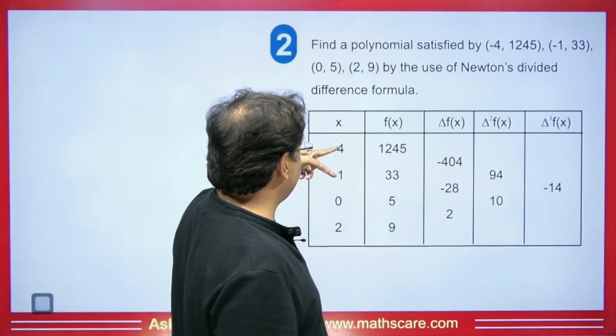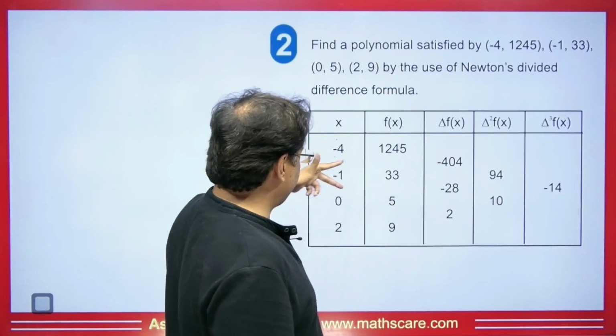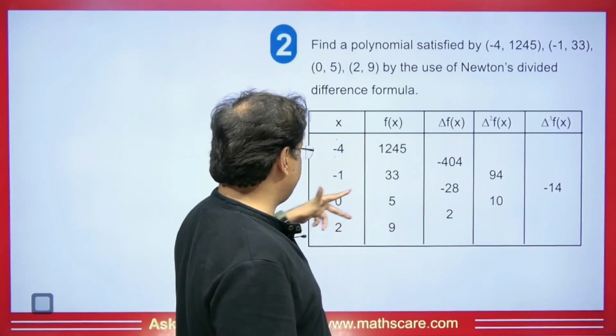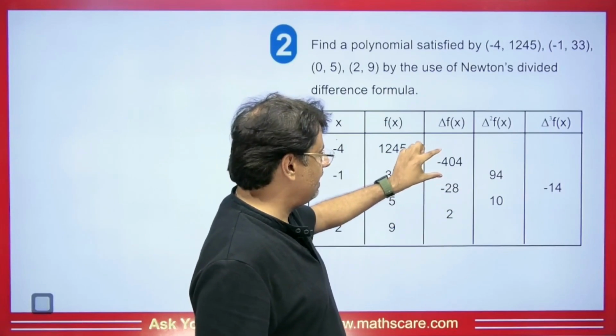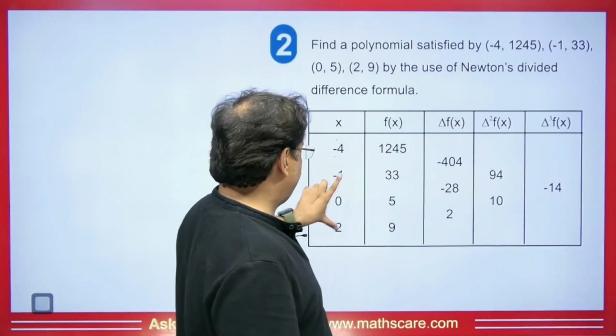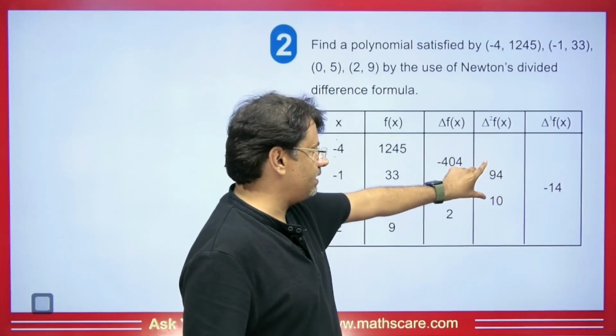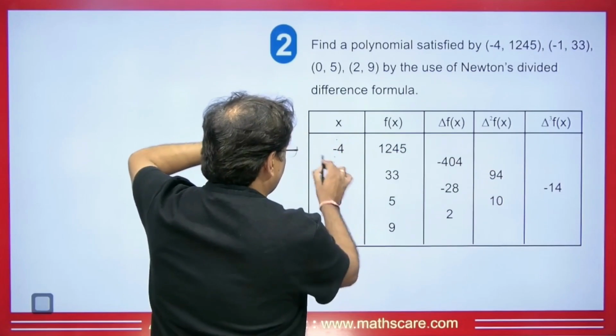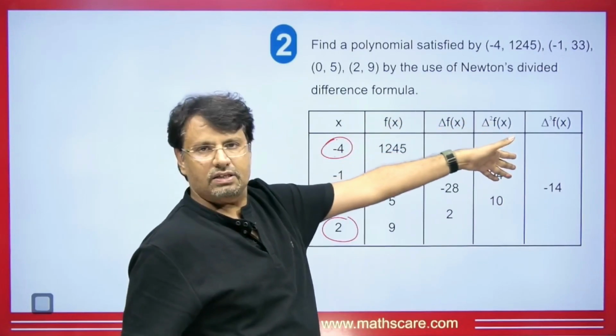This difference divided by this difference, this will come. This difference divided by this difference will come. This difference divided by this difference, this will come. This difference divided by these two differences. This will be 94. So this difference divided by these two differences will be this. Similarly, this difference divided by these two differences, that we will have minus 14.